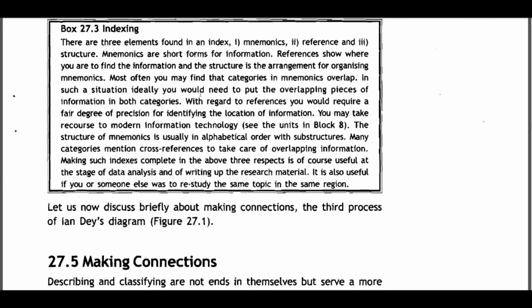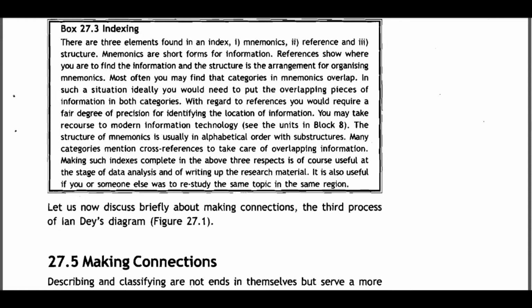Box number 27.3, Indexing. There are three elements found in an index: mnemonics, reference, and structure. Mnemonics are short forms of information. References show where you are to find the information, and structure is the arrangement for organizing mnemonics. Most often you may find that categories in mnemonics overlap. In such situations, ideally you would need to put the overlapping pieces of information in both categories.